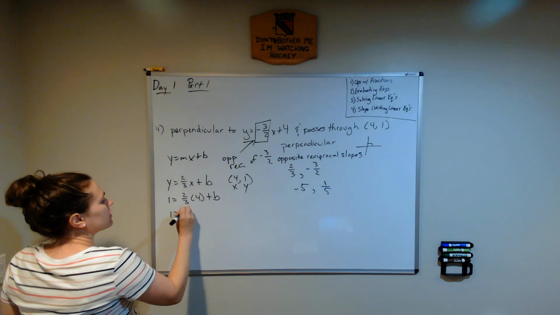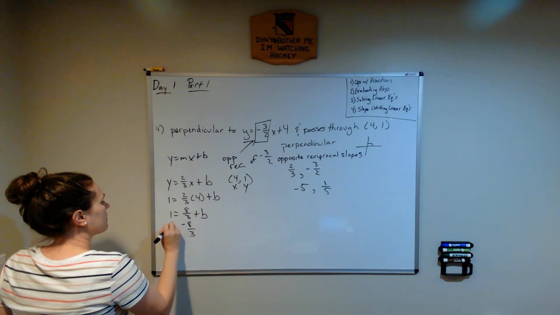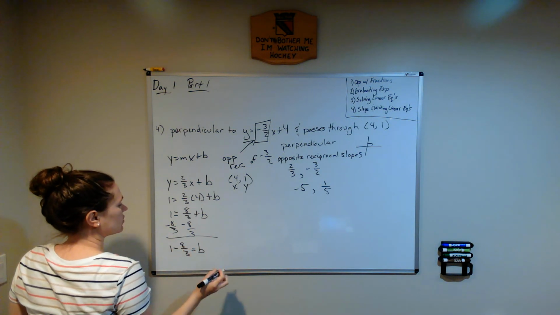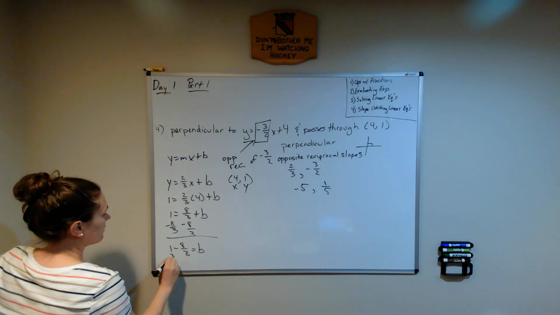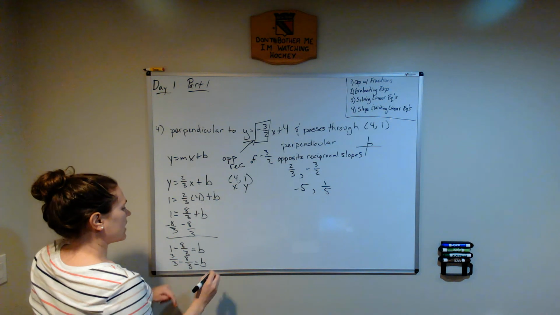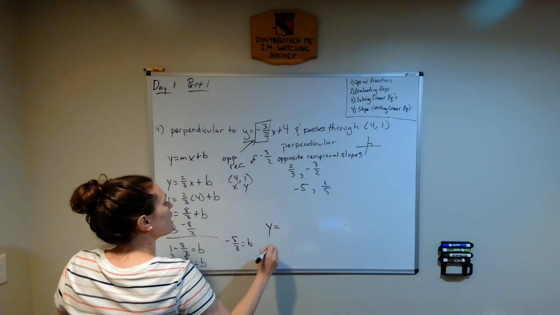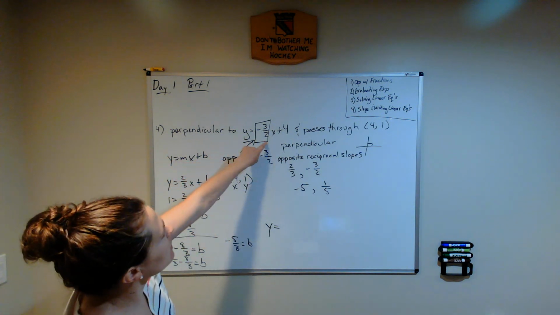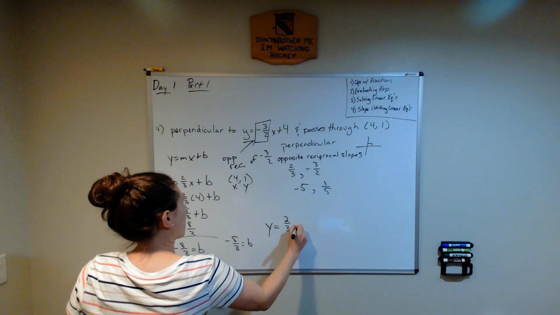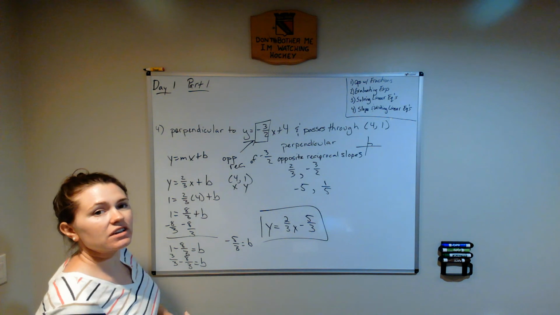1 equals, that's going to be 8/3 plus b. Subtract 8/3. We get 1 minus 8/3 equals b. So we need a common denominator so that we can put these together. 3 minus 8, that's going to be -5/3 equals b. So the equation of the line that's perpendicular to this line and passes through 4,1 is going to be y equals 2/3 x minus 5/3. Okay, and that is it for part 1.